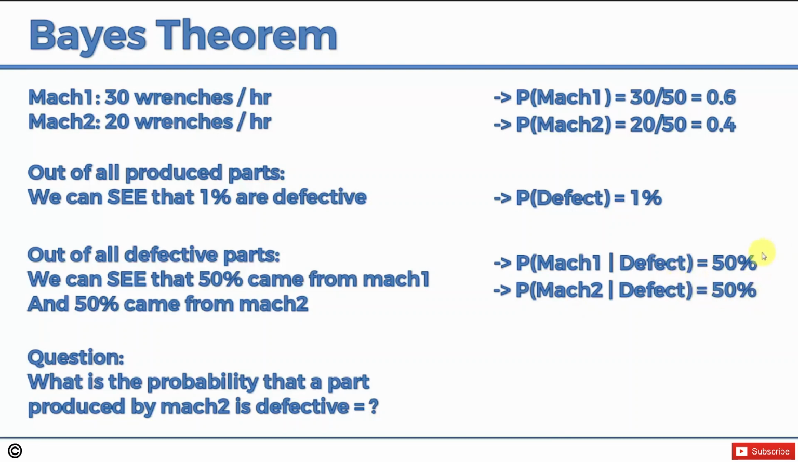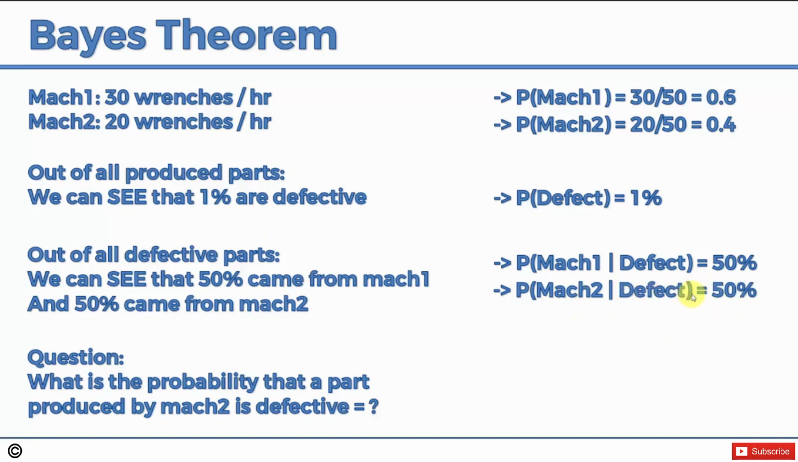So you can already tell from these expressions that the likelihood of a part coming from machine 2 is 40%, meaning that it produces fewer wrenches. Whereas the likelihood of a defective part coming from machine 2 is 50%.